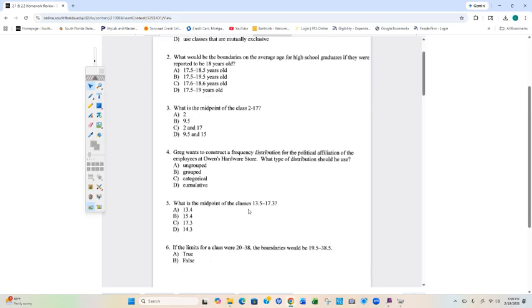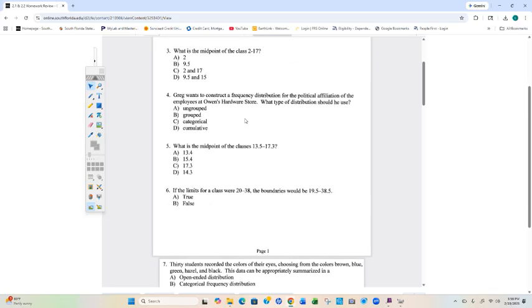Number 4, Greg wants to construct a frequency distribution for the political affiliation of the employees at Owen's hardware store. What type of distribution should he use? A is ungrouped, B is grouped, C is categorical, and D is cumulative. Okay, pause the video.